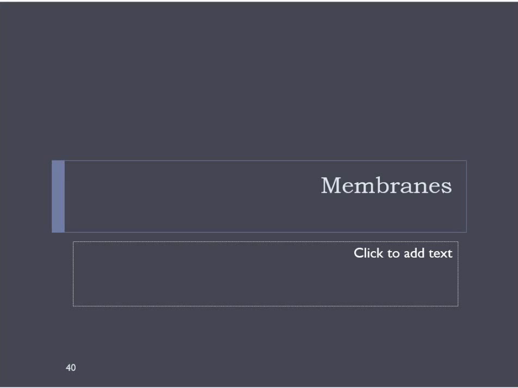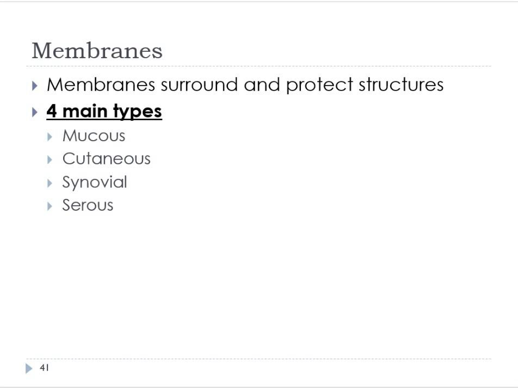Let's talk about membranes. There are 4 different types of membranes that surround and protect structures. Some of them are just going to be a thin film, and then some of them are going to actually secrete a liquid, and that's going to prevent friction. So we'll talk about these and kind of where they are and what they do.